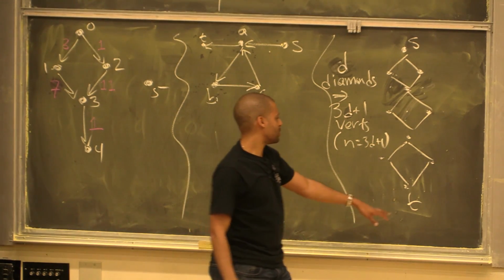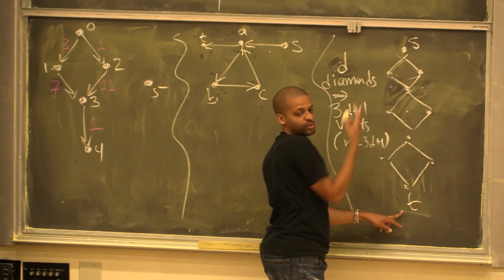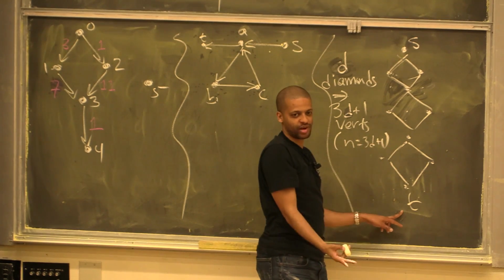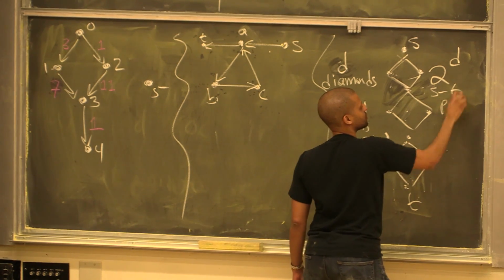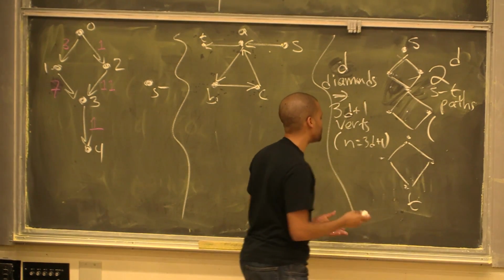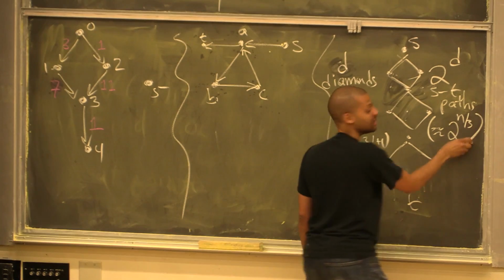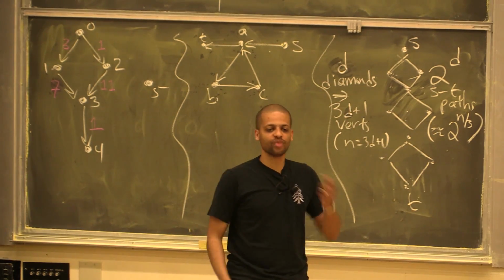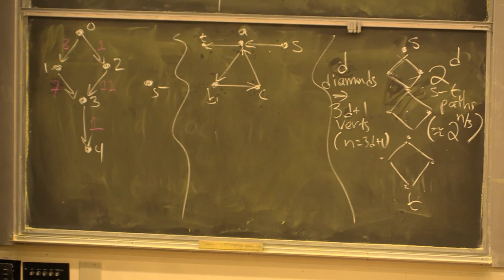Okay. How many ways are there to get to t? Basically, for each diamond, you can choose to either go down the left edge of the diamond or the right edge. So there are 2 possibilities per diamond. So there are 2 to the d possibilities, right? So there are 2 to the d s-t paths. And 2 to the d is approximately 2 to the n over 3. So if you don't memoize and you just run this recursion on that graph, your running time would be something like 2 to the n over 3. So it's exponential time. And you could actually make it worse than that if you make it a denser graph. How does it compare to Dijkstra?